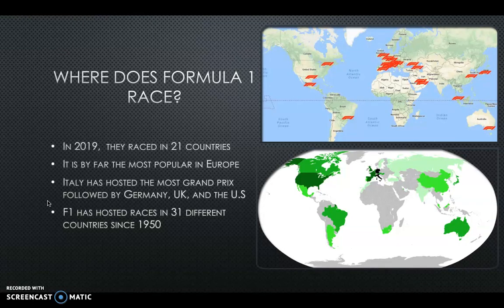Where do they race in Formula One? In 2019, they raced in 21 countries. It is by far the most popular in Europe. As you can see on the map on the right, basically all of Europe is covered in F1 symbols.